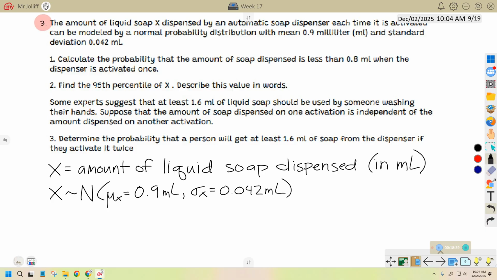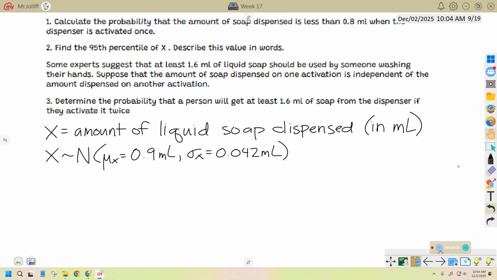More writing than we've been doing in the past, right? Everything is nice, neat, explicitly labeled. It's good for you. And that was all we were given, right? Just what that distribution for soap dispense looked like. And then we come to 1.